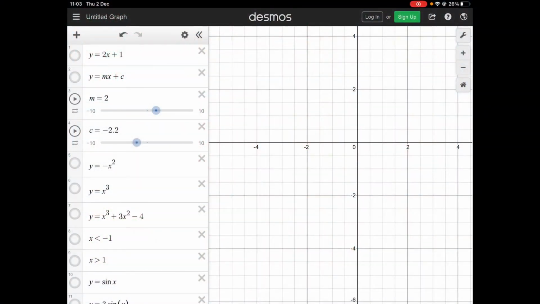Desmos is an app that we use very often in maths. It's an advanced graphing calculator. We can input specific functions, and Desmos allows us to view these functions and see how they behave graphically. So at the moment I'm showing the line y equals 2x plus 1.